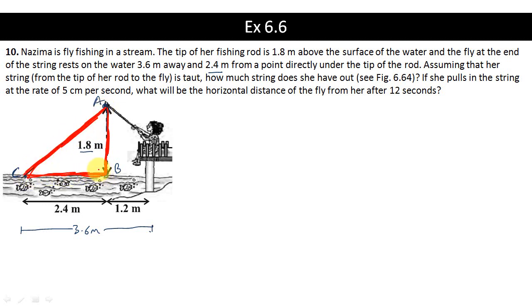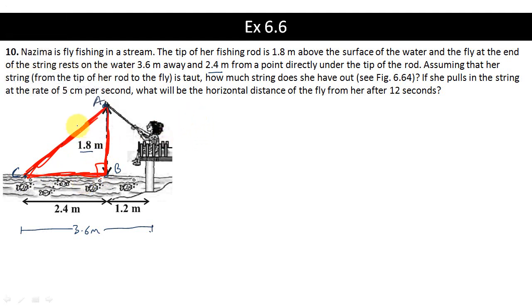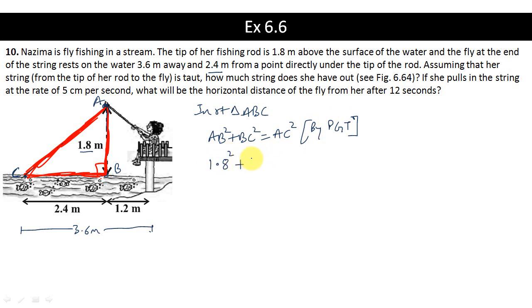This is triangle ABC, which is right angled at B. So we have to find the length of AC first. So in a right triangle ABC, AB square plus BC square will be equal to AC square by Pythagoras theorem. So the value of AB, this is 1.8 square, plus BC, which is 2.4 square, is equal to AC square.